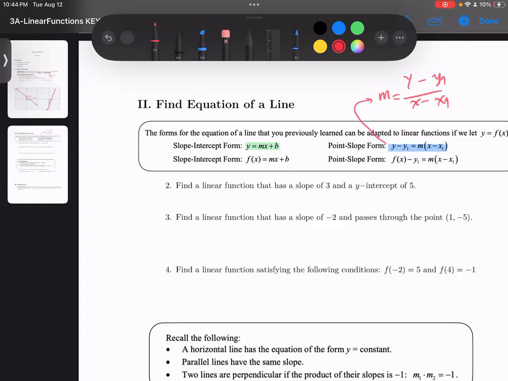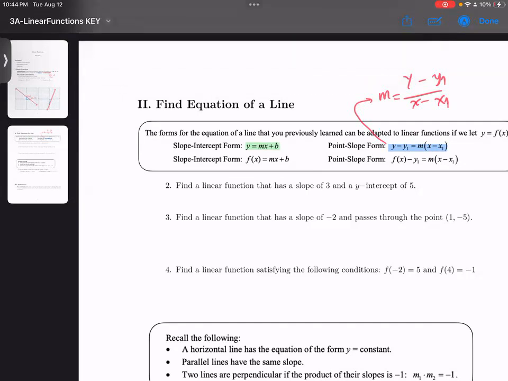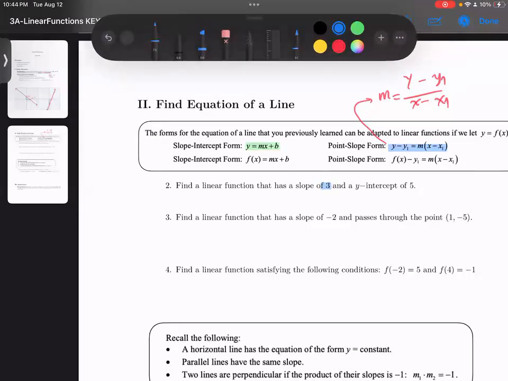Let's do this. Find a linear function that has a slope of 3 and a y-intercept of 5. Well, that's it. They already give you pretty much everything. Slope, that's my m. And the y-intercept, that's my b. So y equals 3x plus 5. Done. That's the easiest one.